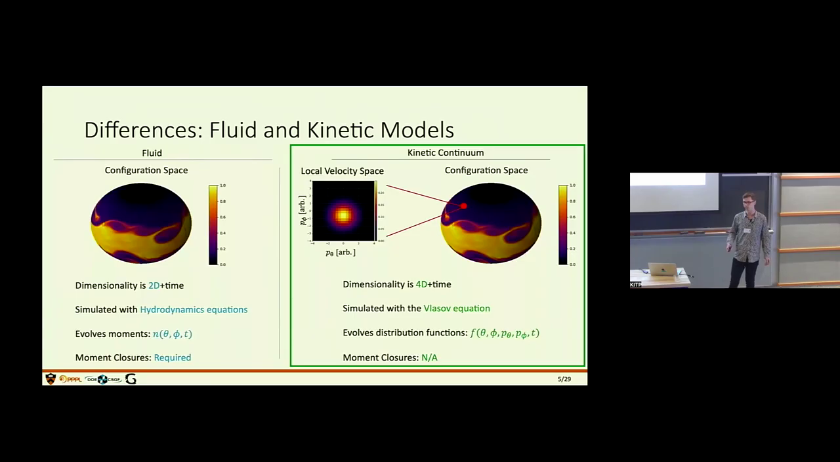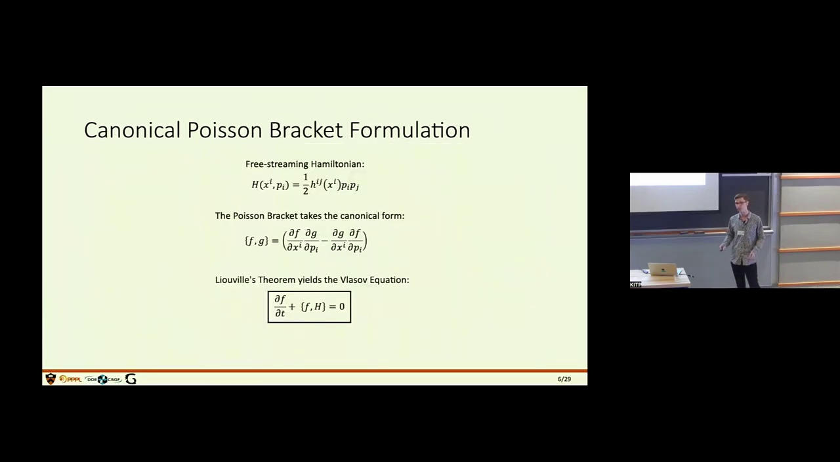To talk quickly about the generality of the solver, we want to be able to handle not just this case, but any sort of smooth manifold. So this could include the surface of a sphere here, but it could also be things like annular disks, toroidal coordinates, or spacetime with gravity. The core of the canonical Poisson bracket formulation is a representation of the Hamiltonian.